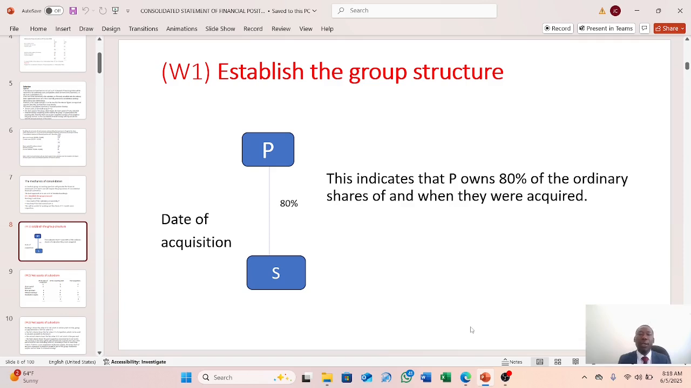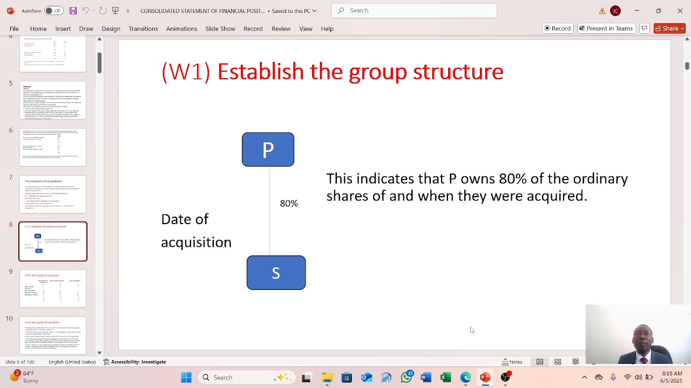So in most of the questions, you'll be given the percentage that the parent is holding, maybe 80% or 70%, depending on how the question is phrased, which is straightforward. And there are also times where you're just given the number of shares acquired in that subsidiary.